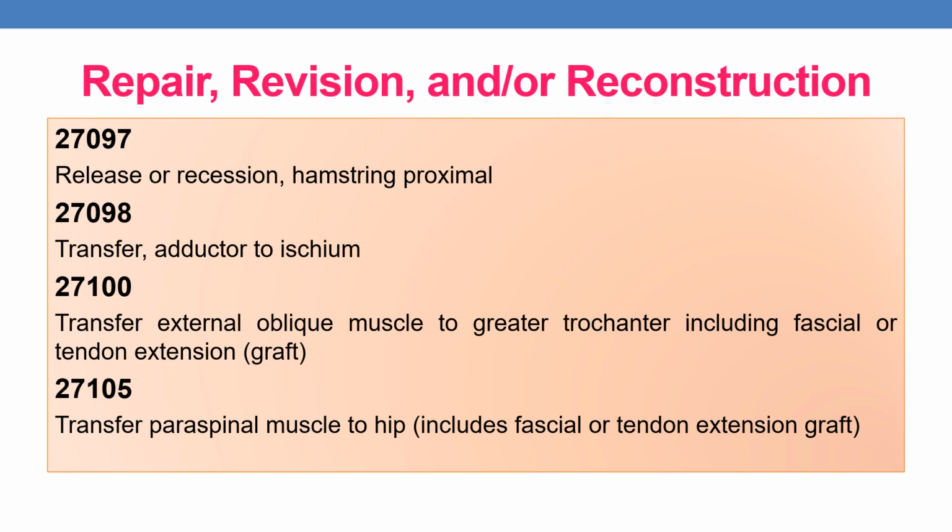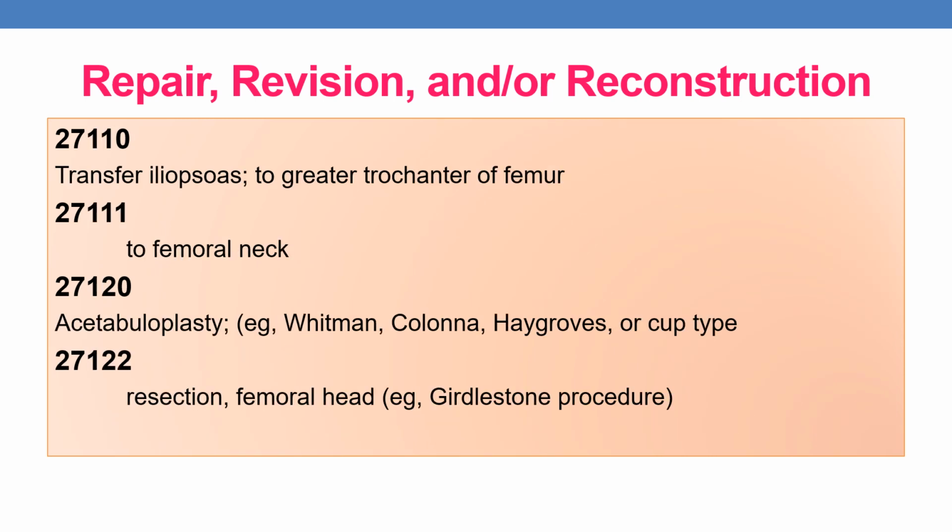It deals with transfer paraspinal muscle to hip. Includes fascial or tendon extension graft. The next CPT is 27110. It deals with transfer iliopsoas to greater trochanter of femur. The next is 27111. It deals with transfer of iliopsoas to femoral neck. The next is 27120. It deals with acetabuloplasty.